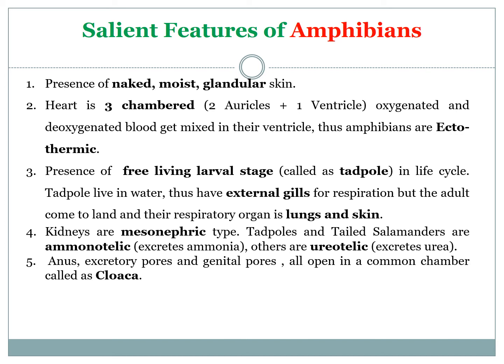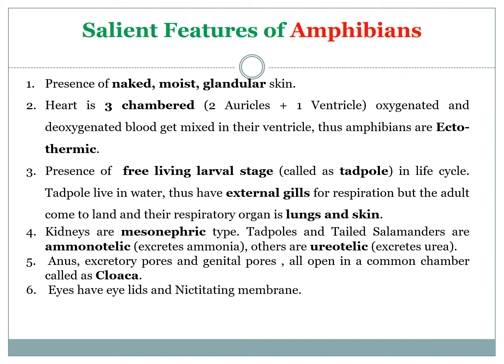The kidneys are mesonephric type. That means the kidneys arise from the middle of the body. The tadpoles and the salamanders who live in water are ammonotelic. That means their urine mostly contains ammonia. But others like the frogs and toads are ureotelic. That means their urine mostly contains urea.